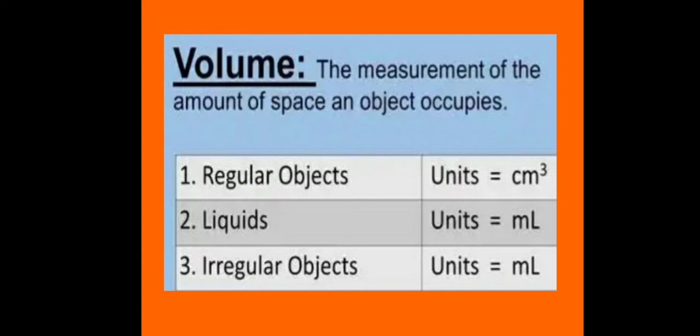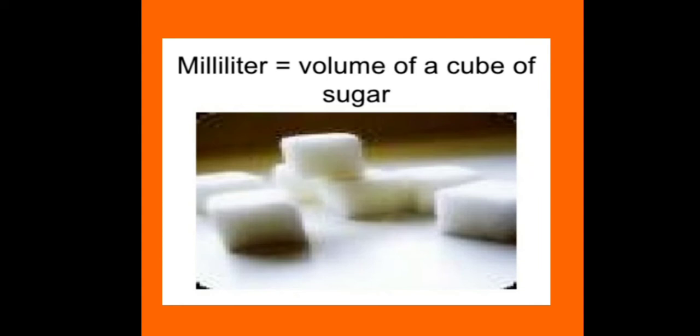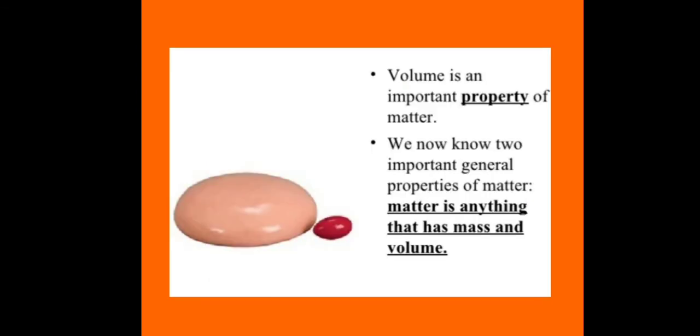Volume of regular objects can be measured using the unit cubic centimeter. The unit of liquids and irregular objects can be measured using milliliter. 1 milliliter is equal to volume of a cube of any object. So 1 cubic centimeter is equal to 1 milliliter.